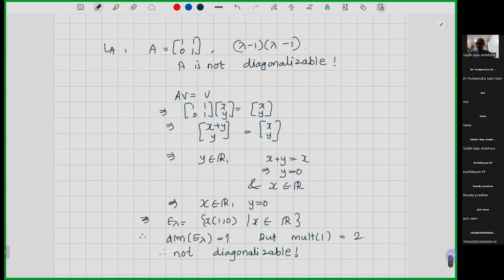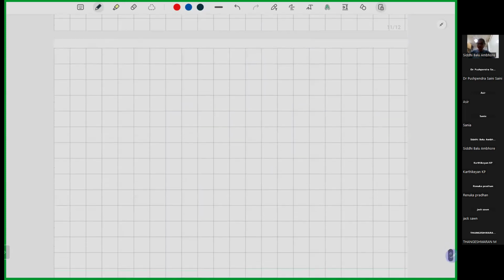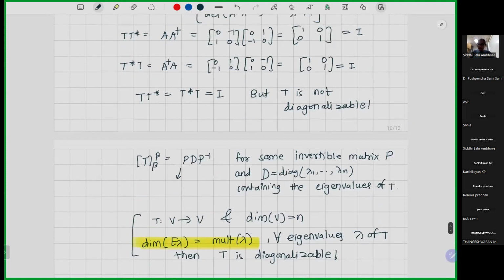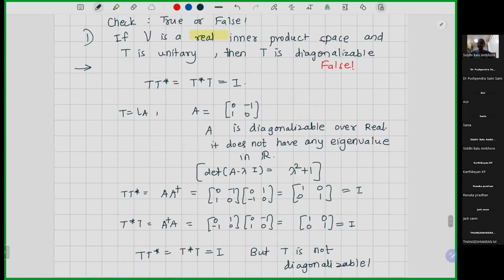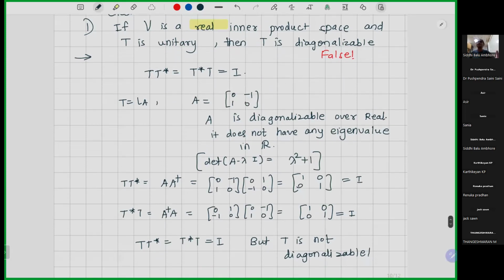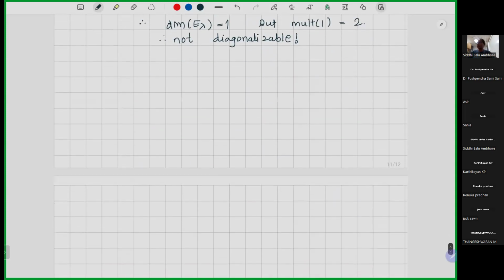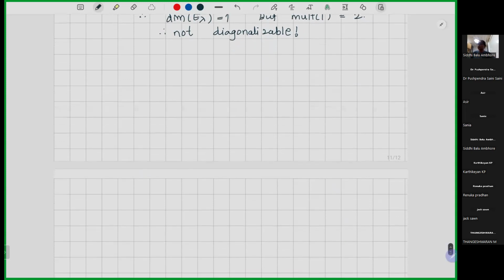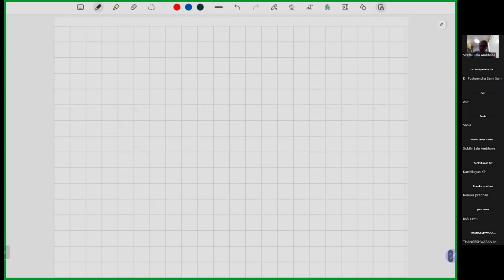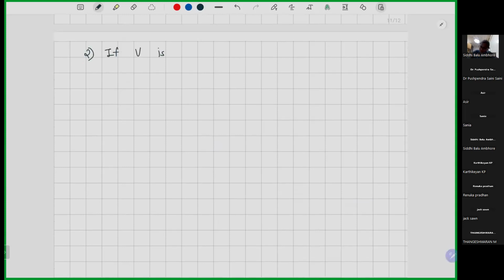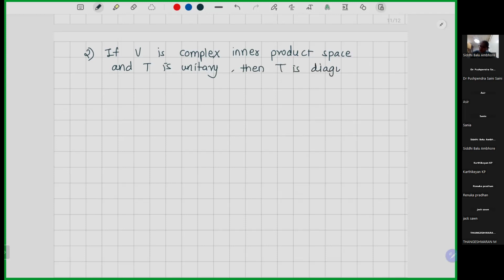So let us move on. I hope you understand that in real, things are a bit tricky. But even in complex, even if everything splits, we still cannot guarantee the diagonalizability. And the second one is that if V is a complex inner product space and T is unitary, then T is diagonalizable.